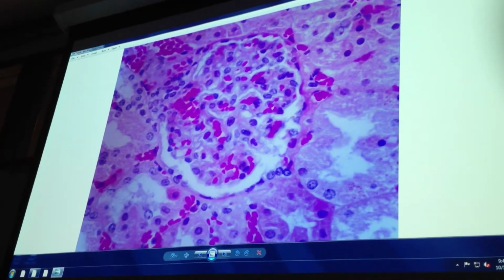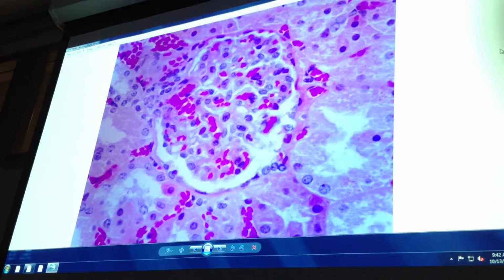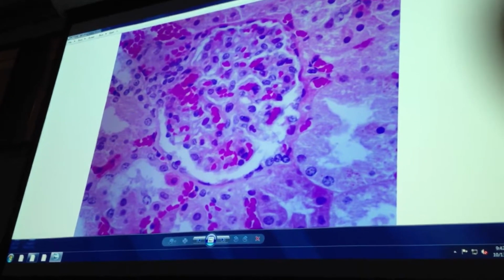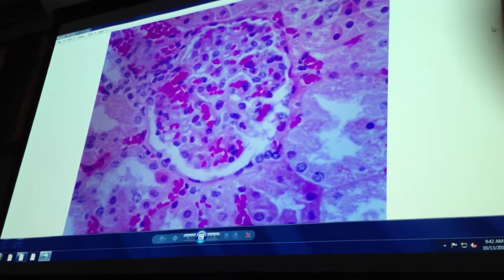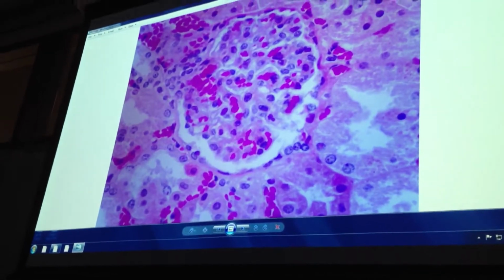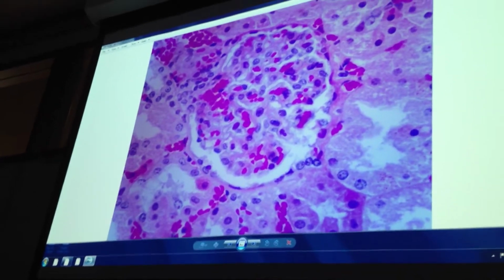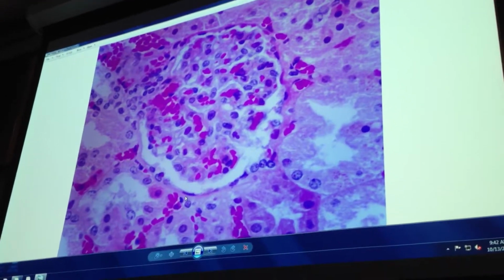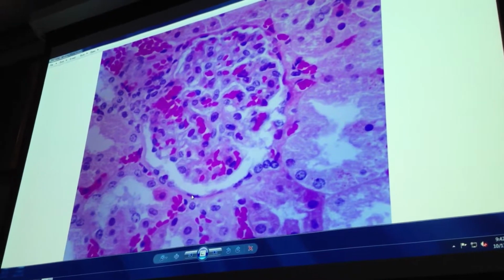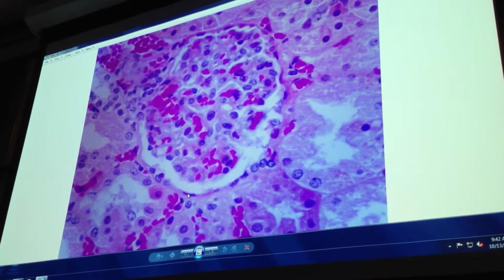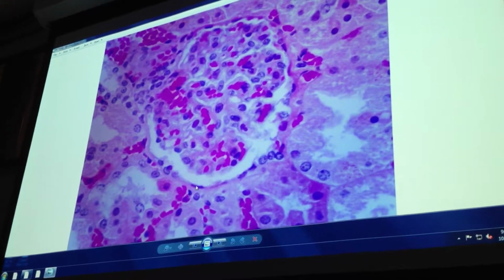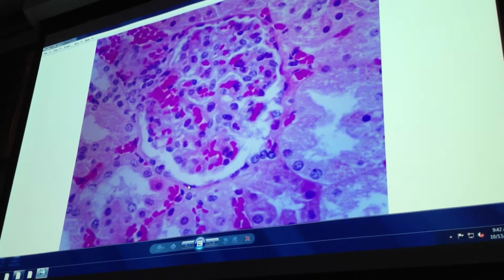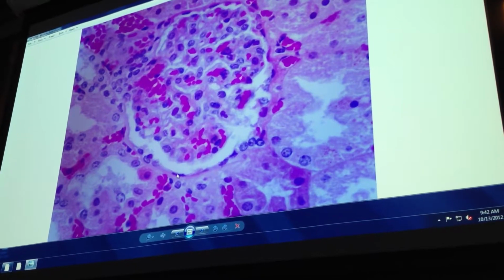Okay, so now we look at some epithelial slides. What organ? Kidney. What organ system? Urinary. Cell type? Squamous. Cell arrangement? Simple. What's the function of simple squamous in this organ? Filtration.